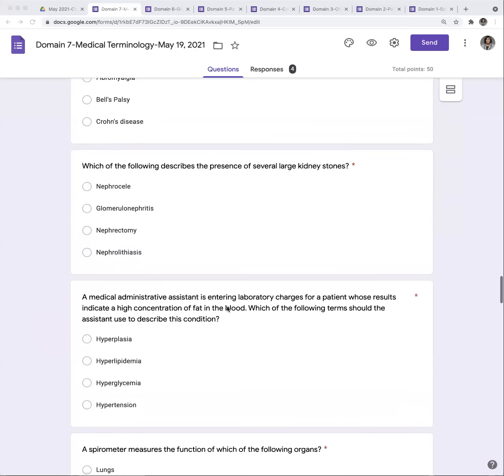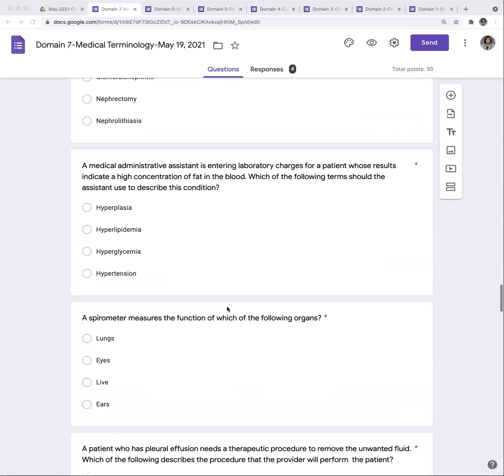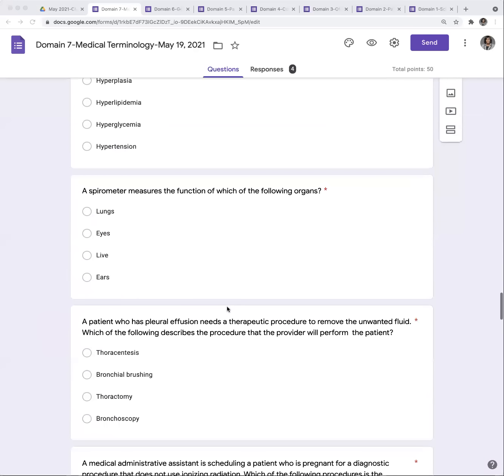MAA is entering laboratory charges for a patient whose results indicate a high concentration of fat in the blood. What would that be? Hyperlipidemia. A spirometer measures the function of which of the following organs? Lungs. Yes, it is the lungs.